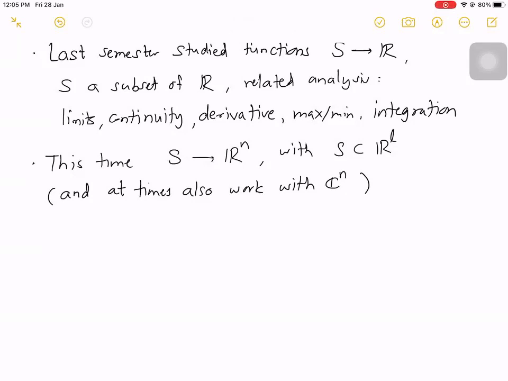So I'll just list 3 sort of axiomatic settings that one can operate in. They're progressively more general.